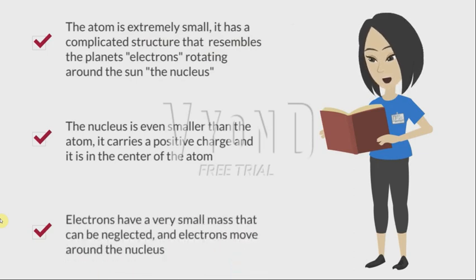It carries a positive charge and it's in the center of the atom. Electrons have a very small mass that can be neglected, and electrons move around the nucleus. Remember, the amount of negative charge must equal the amount of positive charge to make the atom neutral.